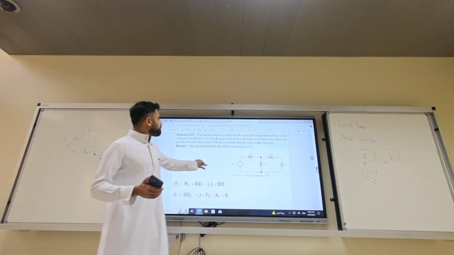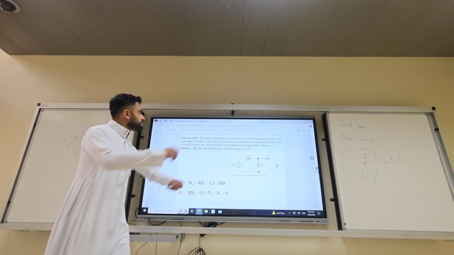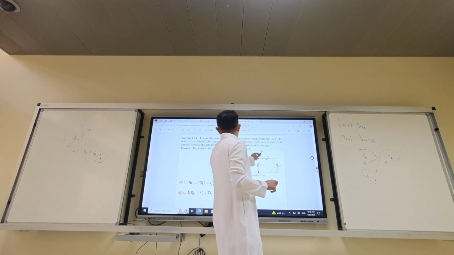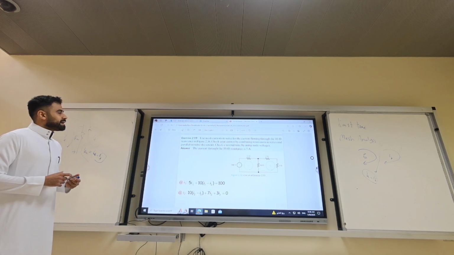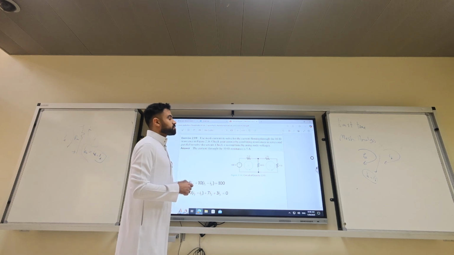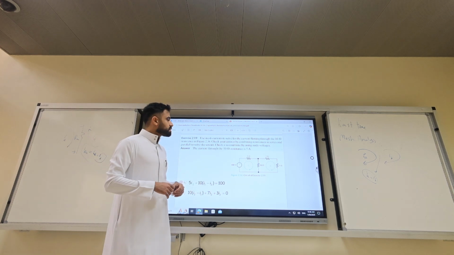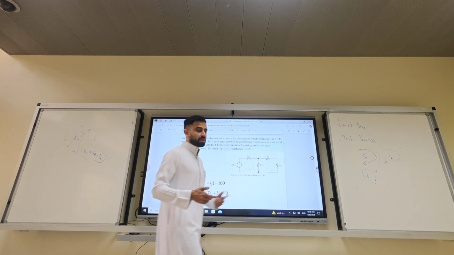So let's try to solve this in a numerical example. Use mesh currents to solve for the current flowing through the 10 ohm resistance in figure 2.36. Check your answer, I'm not going to do that. Check a second time using node voltages, I'm not going to do that because we're not going to have a question where it asks you that in the test. Waste of time.